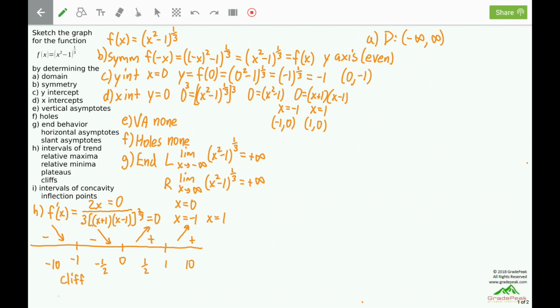It has an x-coordinate of -1 and a corresponding y-coordinate that can be found by plugging the x-coordinate back into the original function. So y equals f of -1, which will be (-1 squared minus 1) to the 1/3 power.